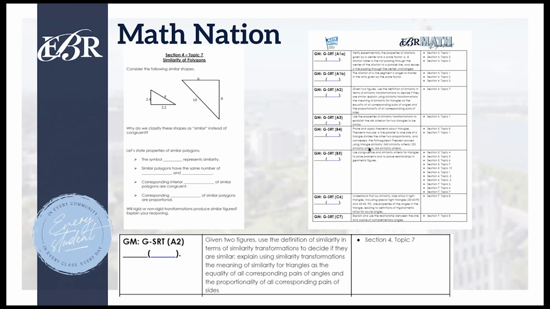A document where it includes all the standards from that grade level, from Algebra 1 to Algebra 2. And then it tells you the actual section number and topic that is aligned to that standard. So I would find the standard that my student scored low on.